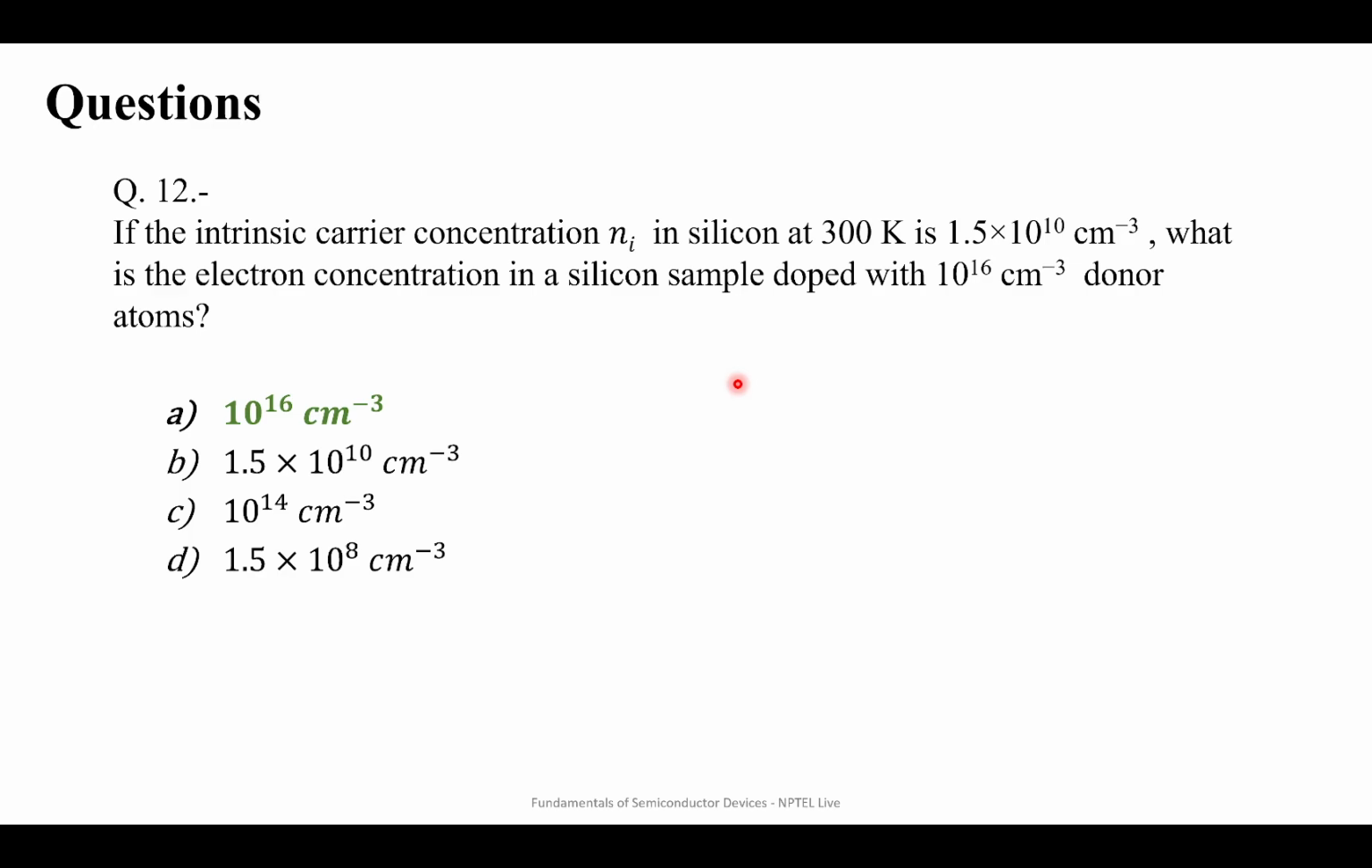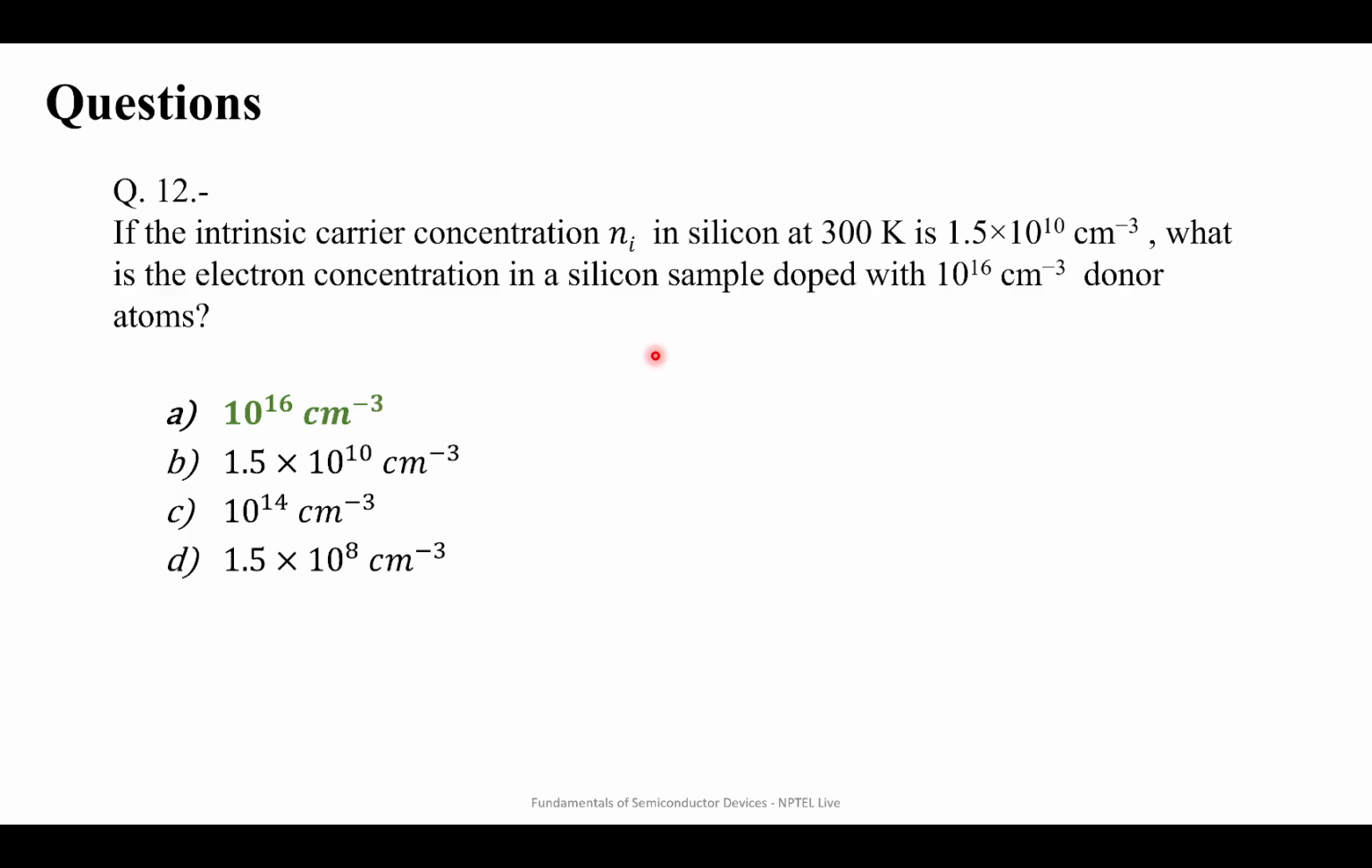Actually, in this question, you don't have to use any formulas because you are given that doping is 10 raised to power 16 per centimeter cube donor atoms. Since they are donor atoms, they will create an n-type semiconductor. So it will increase the electron concentration, which will be equal to the donor doping concentration, which is 10 raised to power 16 per centimeter cube.